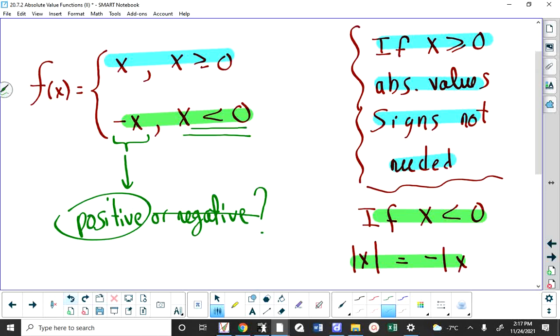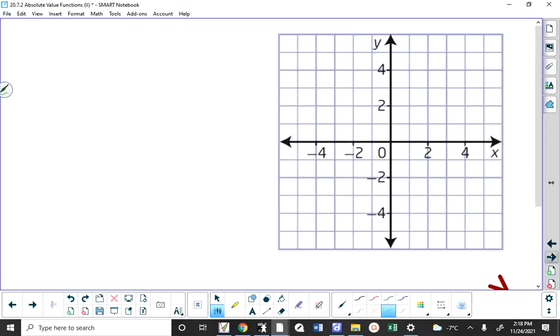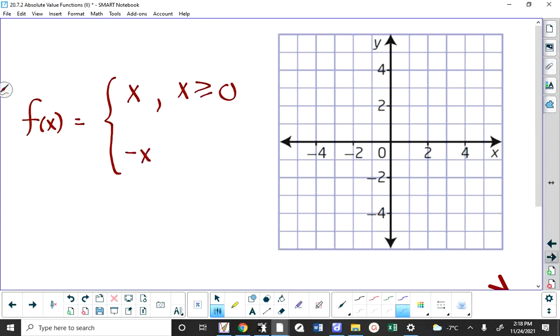Now, let me show this to you graphically. And I don't want you to draw anything just yet. I'm going to rewrite the function here. We're saying f of x is actually equal to two functions. This is how we write it. One of the functions is x as long as x is greater than or equal to 0. The other function is negative x as long as x is less than 0. So I don't want you to draw anything yet.